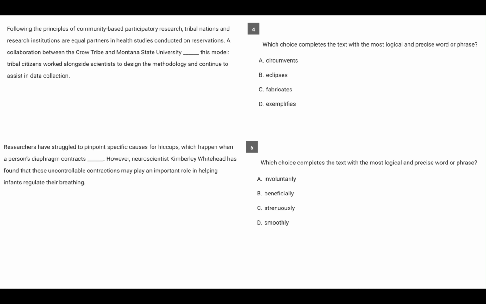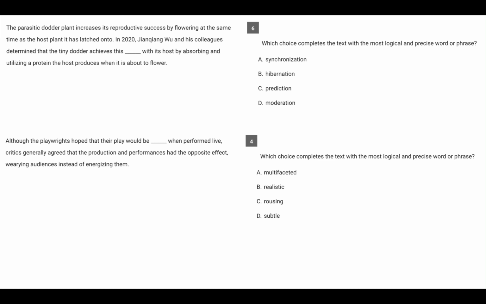Smoothly and beneficially do not match that, because there is nothing that says that the contractions are beneficial, and there is nothing that says that the contractions are smooth or strenuous. So the only answer which matches is involuntarily. And we found it just by reading the passage and finding the hints within the passage itself.